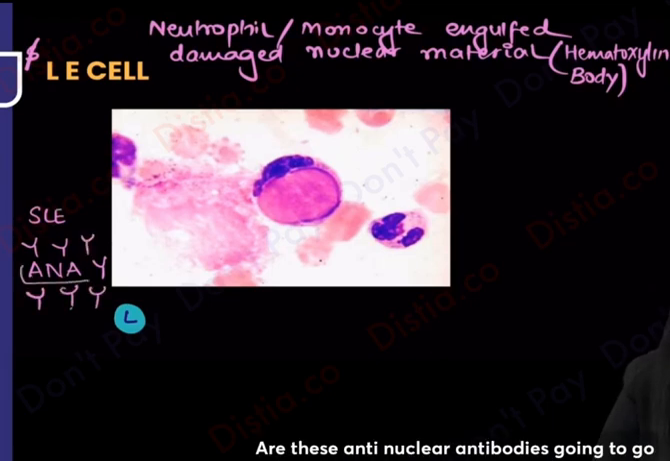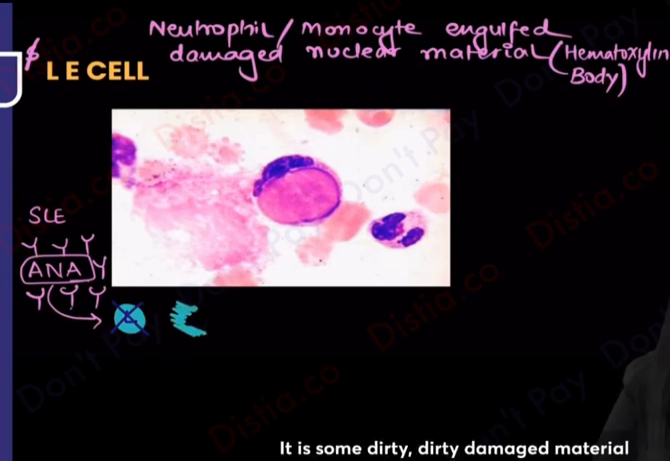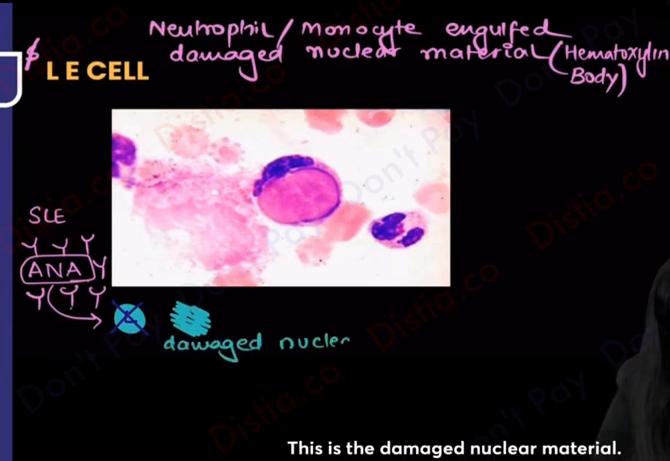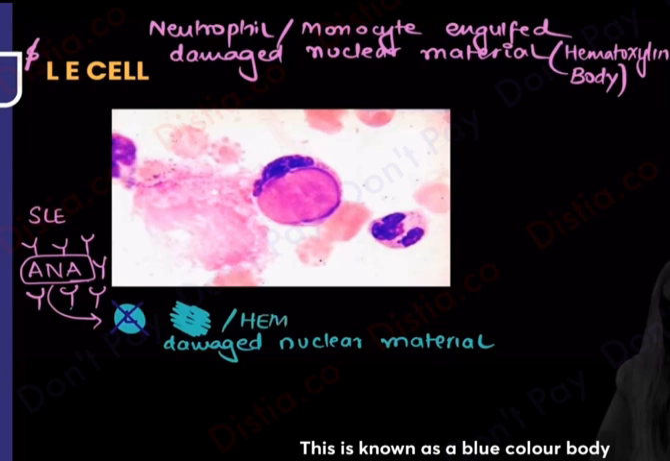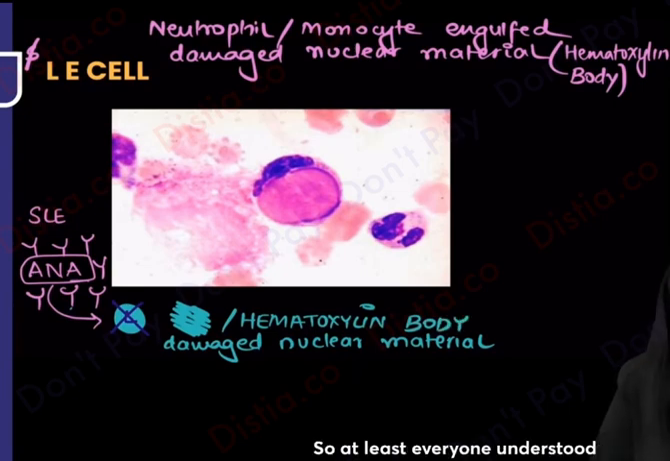Are these anti-nuclear antibodies going to go and damage this nucleus? Of course, they will damage it. The lymphocyte is damaged. It is some dirty, damaged material that is left. This is the damaged nuclear material that I'm talking about. What is the other name for damaged nuclear material that I told you? This is known as a blue color body called hematoxylin body. This is referred to as a hematoxylin body. So at least everyone's understood what is damaged nuclear material.